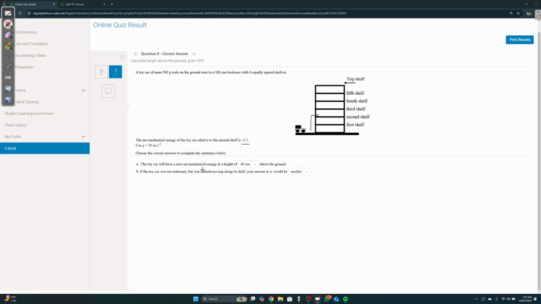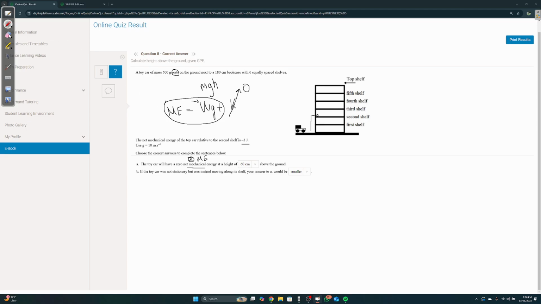The toy car will have a 0 net mechanical energy at a height of where? Okay, when will it have 0 mechanical energy? Remember, mechanical energy is equal to gravitational potential energy plus kinetic plus elastic if you have a spring, but we don't have a spring. What's important here is they're saying it's resting. Resting means the kinetic energy is zero. So the mechanical energy here solely depends on the gravitational potential energy. So it solely depends on mgh.